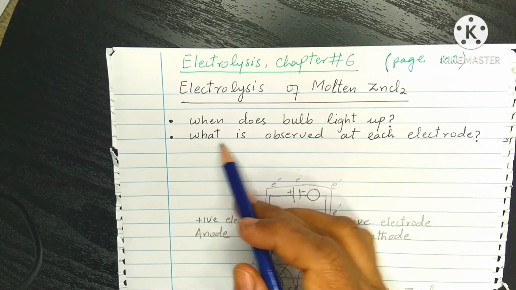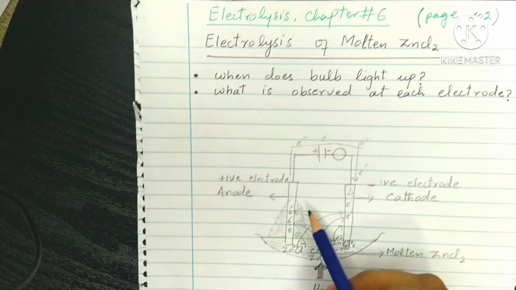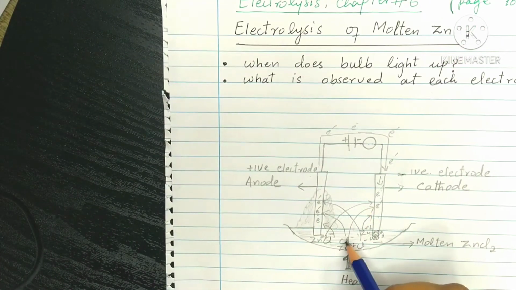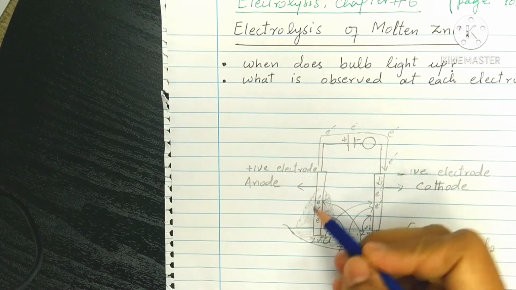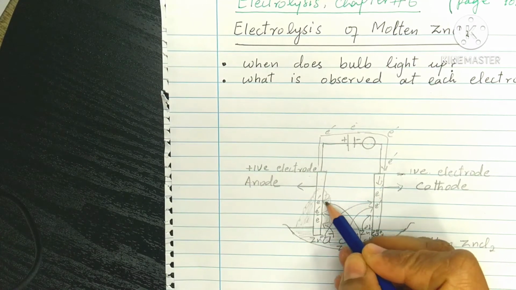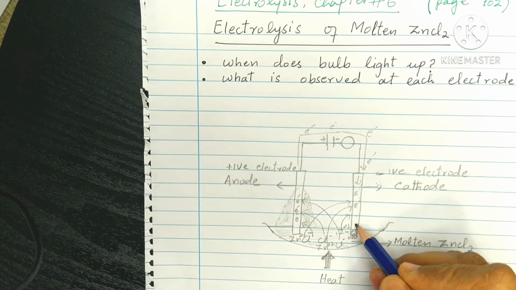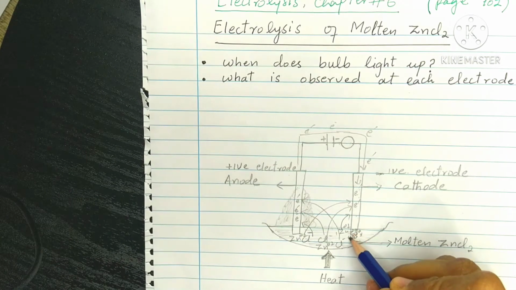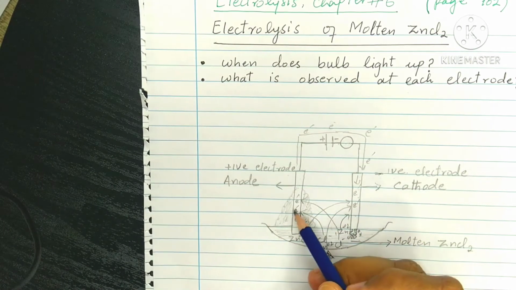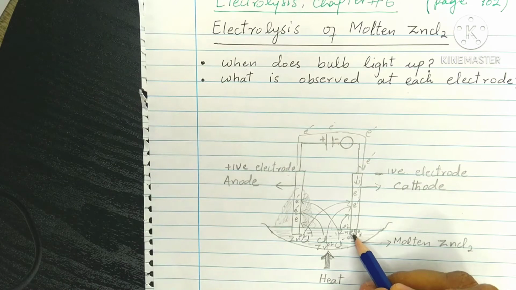And the second one is what is observed at each electrode. In the case of the anode, chloride ions convert into chlorine gas. It means the chlorine gas will be released at the anode surface, and at the cathode, zinc ions convert into zinc metal, and the zinc metal will deposit at the surface of the cathode. So chlorine gas is released at the anode, and zinc metal deposits at the cathode.